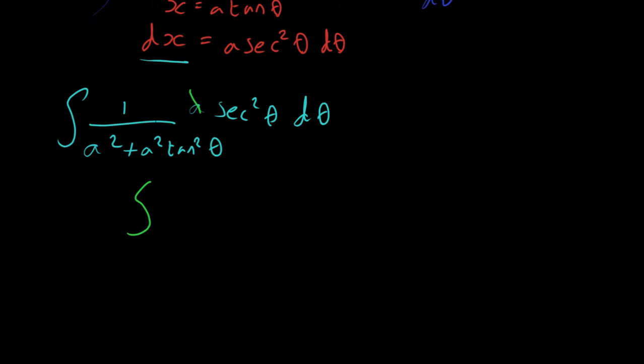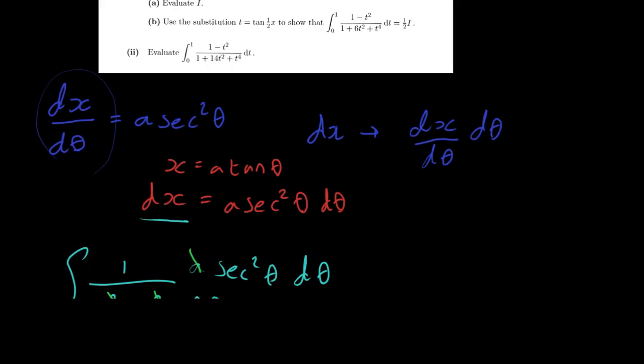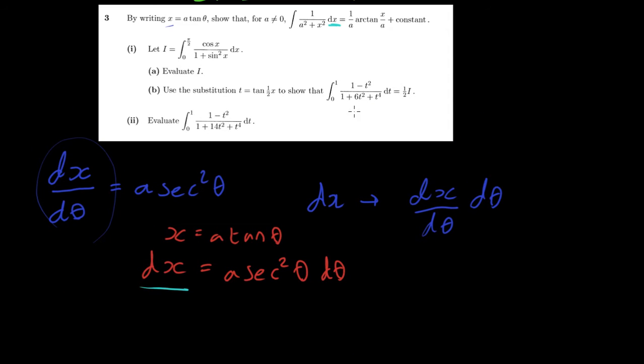the a will cancel, right? The bottom line will just be a upon 1 plus tan squared theta. Top line is sec squared theta. And you'll notice that 1 plus tan squared theta is actually sec squared theta. Okay, so it's okay to cancel that and that. They're the same thing, because theta is non-zero. Yeah, we'll show for a not zero as well.